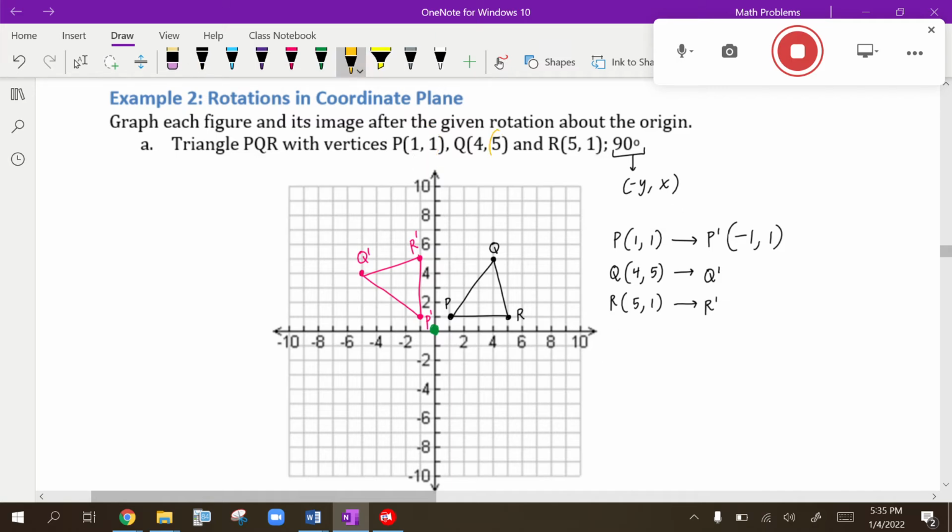Similarly for Q, the first step is to multiply the y value by -1. +5 times -1 is -5. Then I have to switch x and y. So I get -5 comma 4 for the image of Q. Finally, for point R, I multiply the y by -1, so I get -1. Then switch x and y, so I get -1 comma 5. So you can plot those 3 points. You see I've already done that in pink as shown.